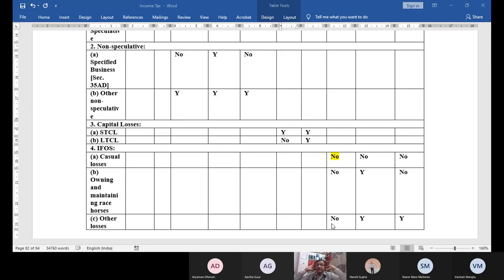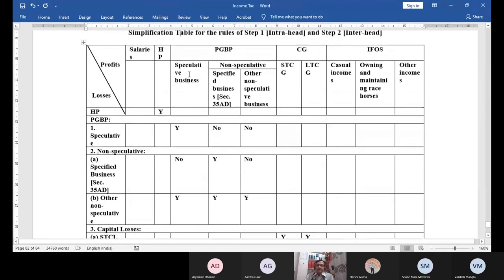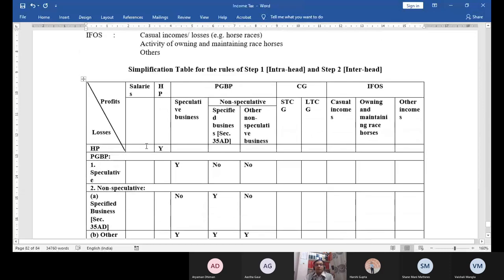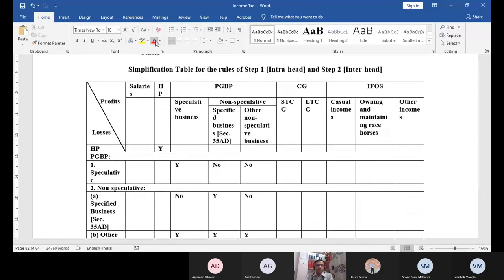This is what intra-head is. Any problem, you can ask. I discussed with you the intra-head concept. So I think this is clear. Now my next stage where I will discuss with you interhead. Now once in the same table I can discuss with you interhead.